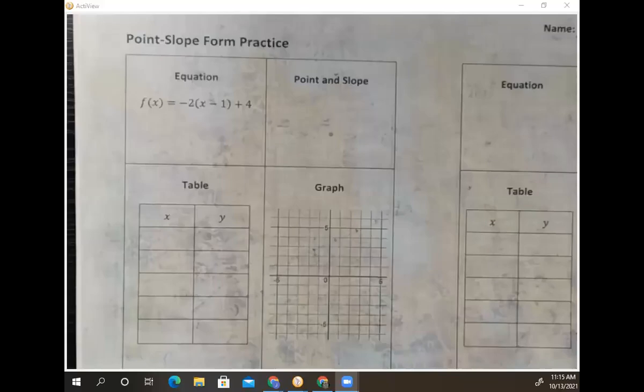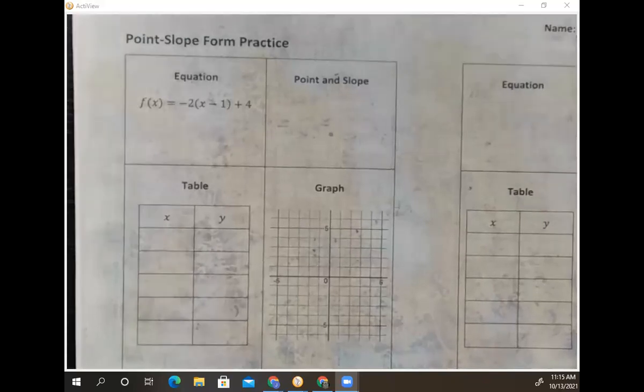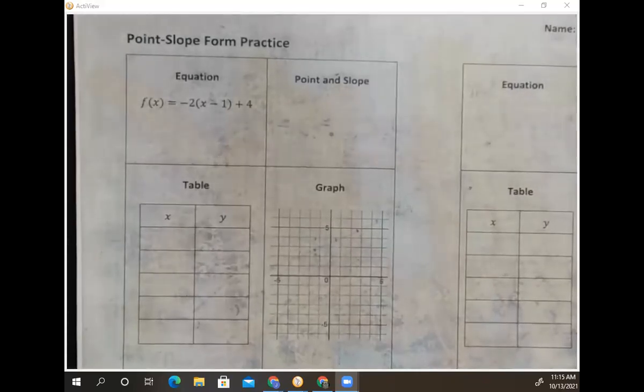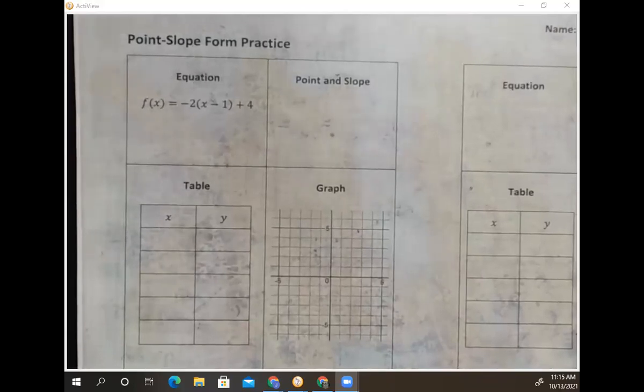Okay, you guys, we're on page 106 to start today. We're going to continue to talk about point slope forms. So we're going to see exactly the same stuff that we saw yesterday to start off. So this should be familiar. On page 106, our first example, we're starting with an equation. We want to identify some key information from our equation and then make a graph and a table.